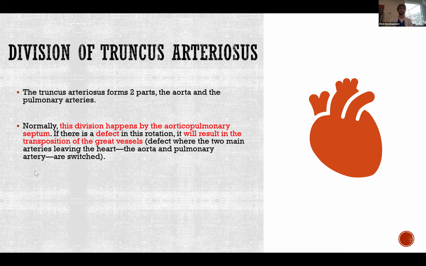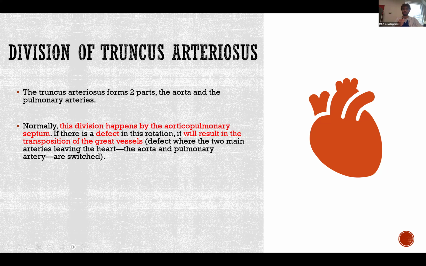A condition called transposition of the great vessels, where basically the aorta and the pulmonary arteries are going to be switched. They're going to be connected to the opposite ventricles or atria. You don't have to go into detail. I just want you to know if we have a problem in the truncus arteriosus division, which would mean a problem in the aortopulmonary septum, we will have transposition of the great vessels.